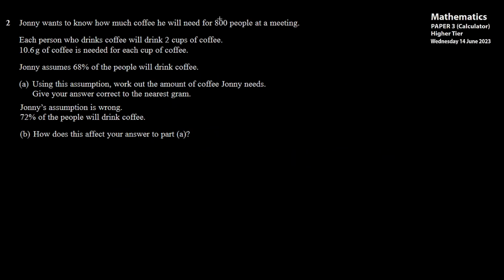So we're making this for 800 people, but each person who drinks coffee drinks 2 cups of coffee, and 10.6 grams is needed for each cup of coffee. So let's sort these 2 facts out. So 2 cups needs 10.6 grams multiplied by 2. So this is equal to 21.2 grams. So each person will require 21.2 grams of coffee.